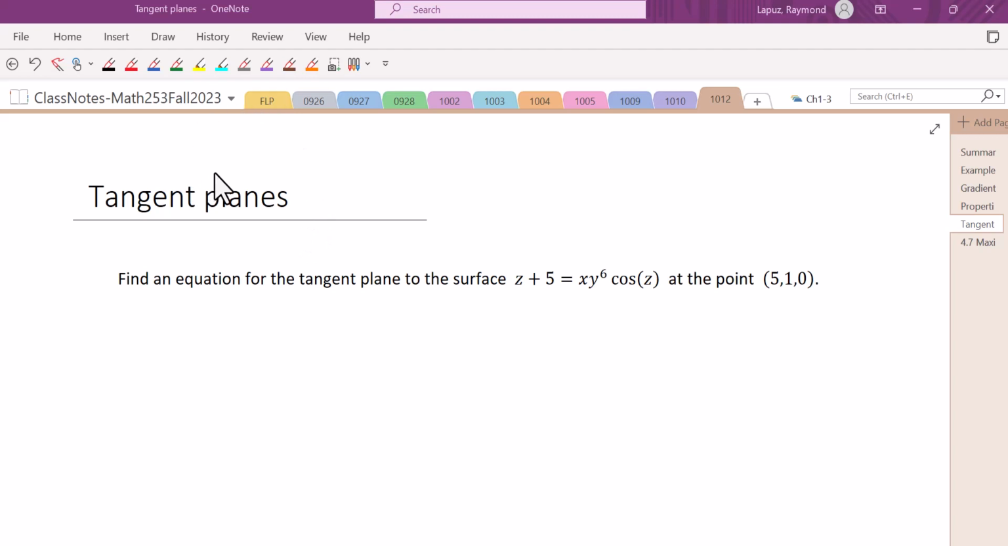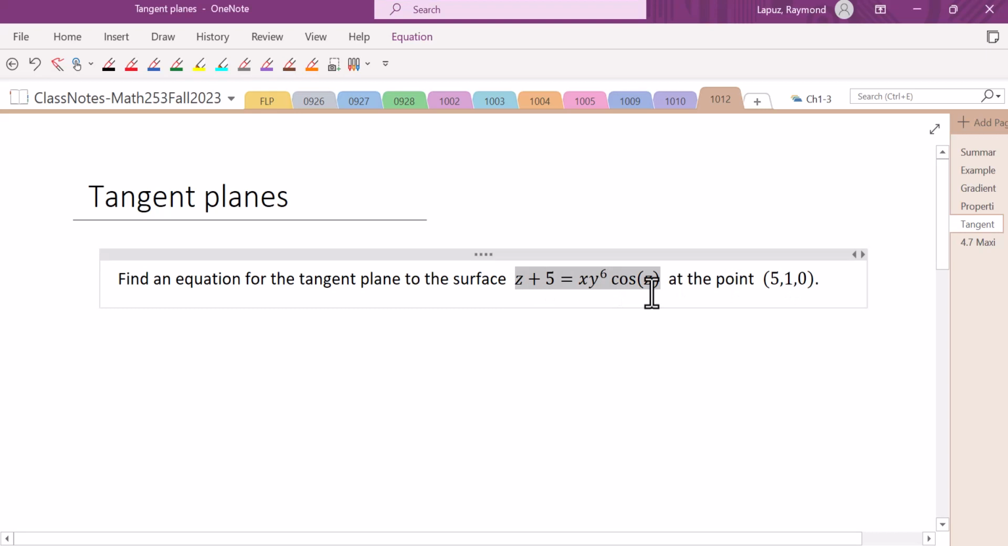In this video, we will take a look at a problem similar to a homework problem from Chapter 4, section 4.6, when they're talking about directional derivatives and gradients. The question is to find an equation for the tangent plane to the surface z plus 5 equals x times y to the 6 times cosine z at the point (5, 1, 0).